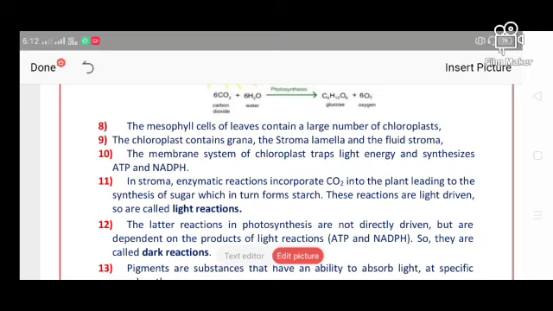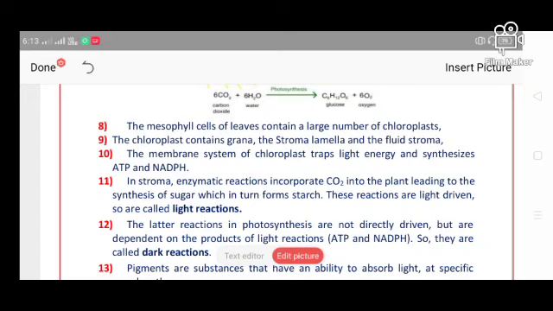The membrane system of the chloroplast traps the light energy and synthesizes the ATP and NADPH. Okay, in the stroma, enzymatic reactions incorporate carbon dioxide into the plant, leading to the synthesis of sugar, which in turn forms the starch. These reactions are light driven, so it is known as the light reaction. So in the stroma, the light reaction occurs. You have to remember these things.